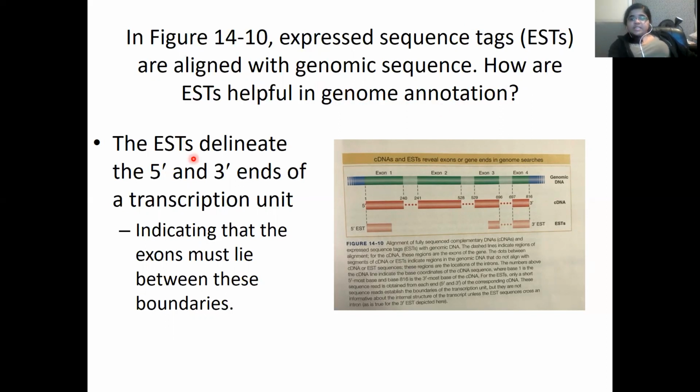This is because ESTs, or expressed sequence tags, actually help sort out which are the 5' ends and which are the 3' ends of that transcription unit. So once you know the 5' and 3' ends of a transcription unit, you know that these exons that we need to transcribe actually are within that region, right? Within those boundaries of 5' EST and 3' EST. So your exons are right in between.